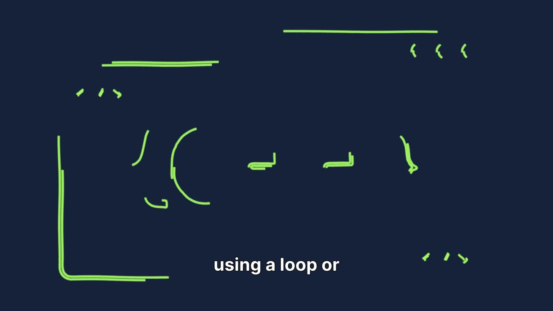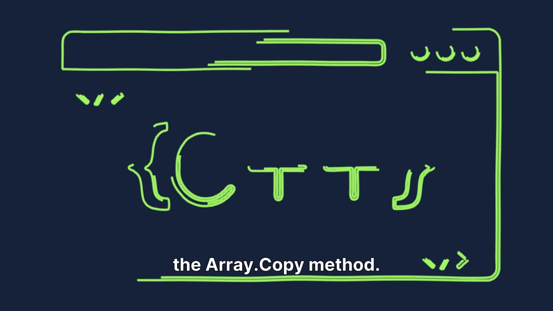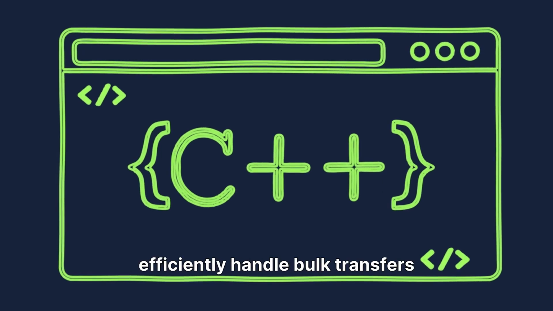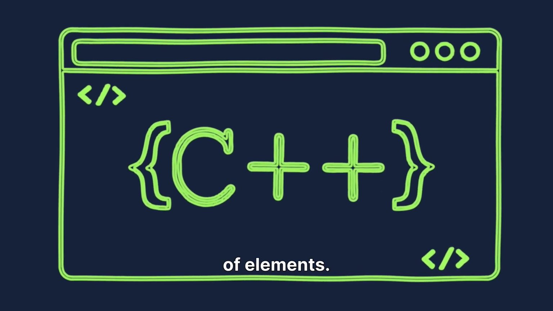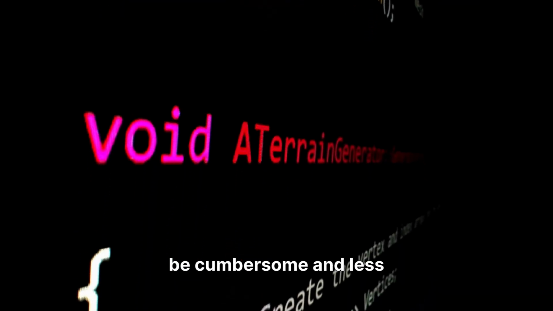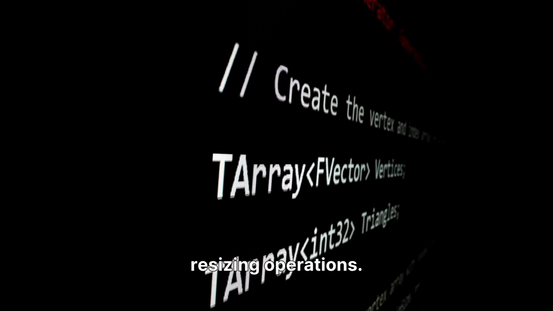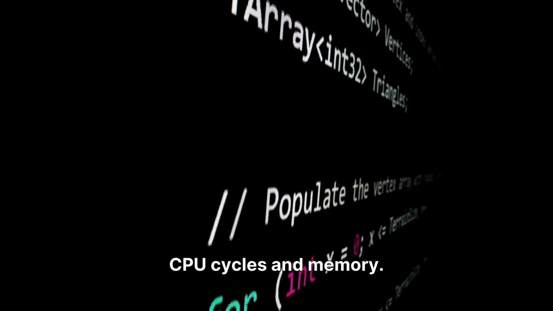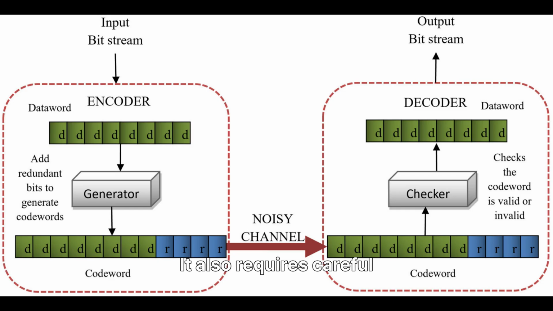This can be achieved using a loop or the Array.Copy method. The Array.Copy method offers an optimized way to efficiently handle bulk transfers of elements. This manual process can be cumbersome and less efficient, especially for frequent resizing operations. Each resize involves a complete data transfer, consuming CPU cycles and memory. It also requires careful management to avoid data loss or errors during the copying process. Any oversight could lead to critical data corruption or subtle bugs.